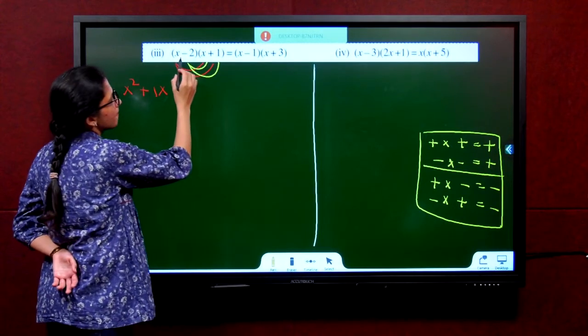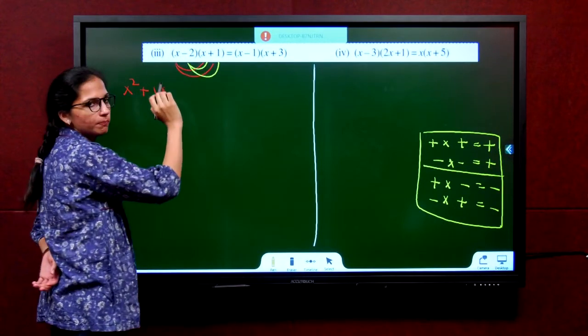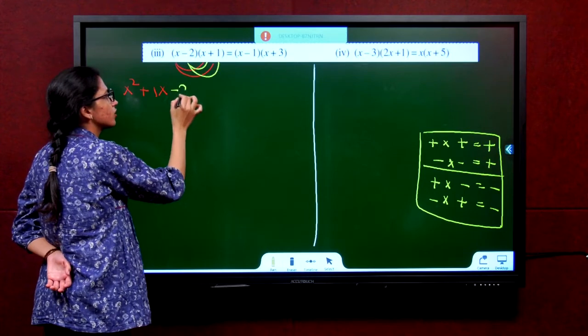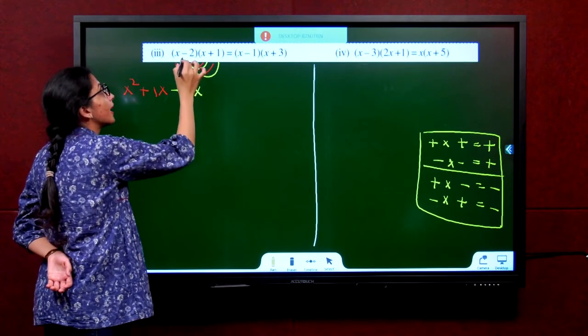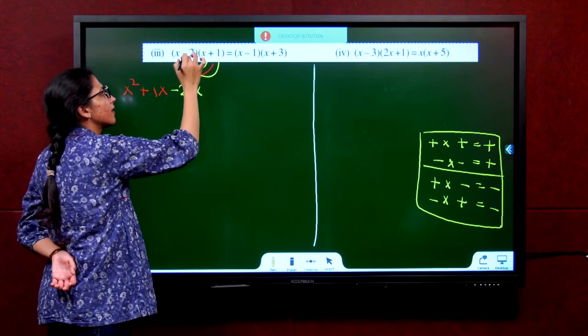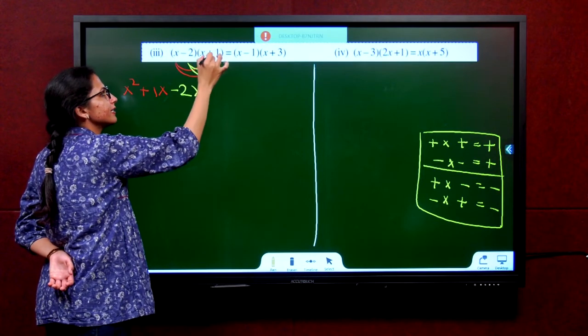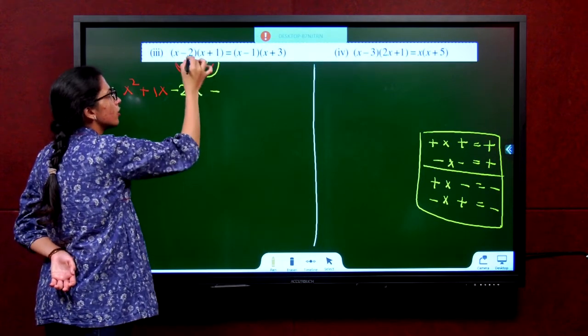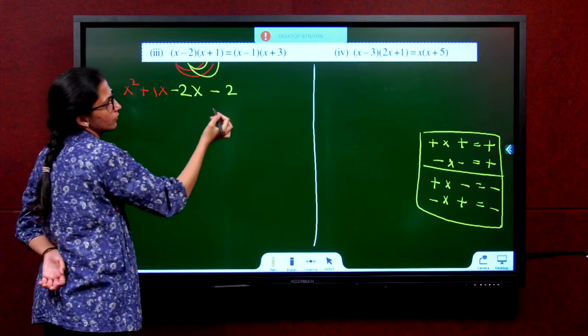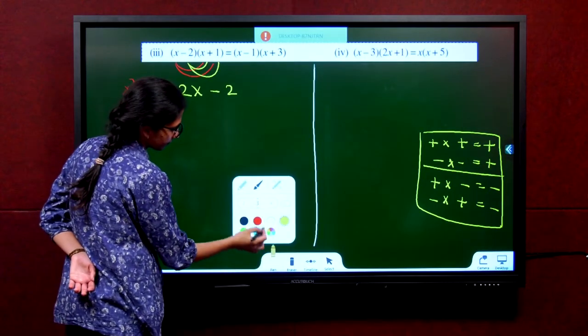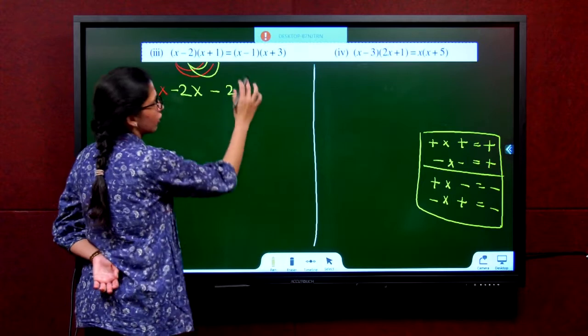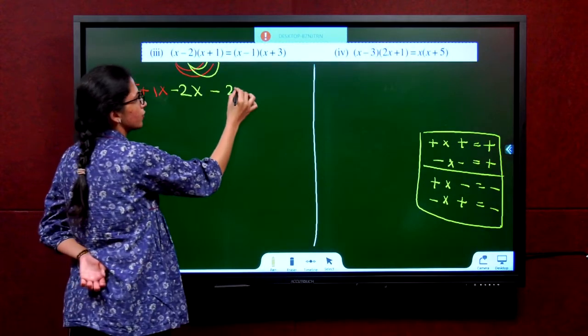So here, minus 2 into plus x, minus 2x, minus 2 into plus 1. What happens to the sign? Minus into plus, minus. 2 ones are 2. I hope you all got it. Similarly, I will not be showing single terms here. Try to do it on your own.